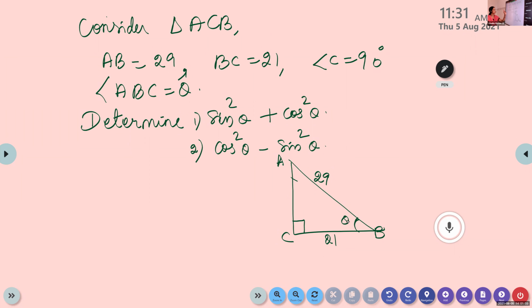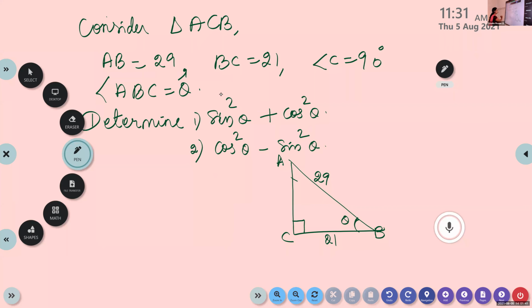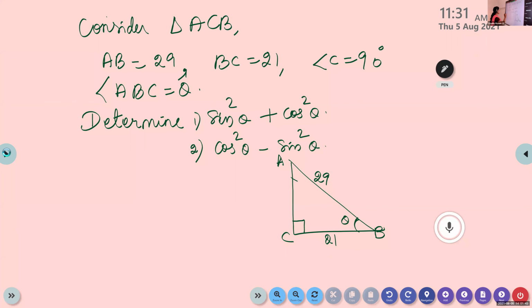We want to find sine square theta plus cos square theta, and cos square theta minus sine square theta. So how will you do this? We are given the sides, so first we should find AC.